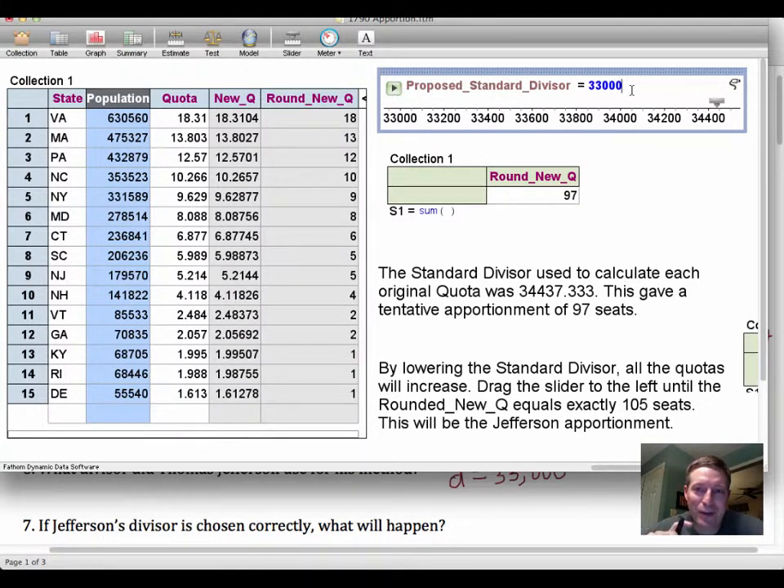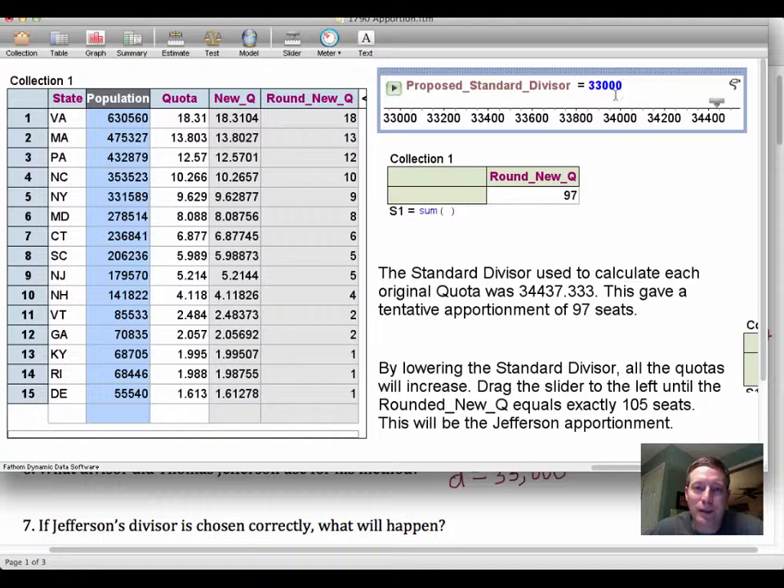Now let's just think for a second here. Before I show you what's going to happen, see if you can predict. When we used 34,000, we got these numbers under the quota column, 18.3, 13.8, 12.57. What's going to happen when you divide all the populations by a smaller divisor? When you divide by a number that is smaller, shouldn't you get a bigger quota? So that's what's going to happen.